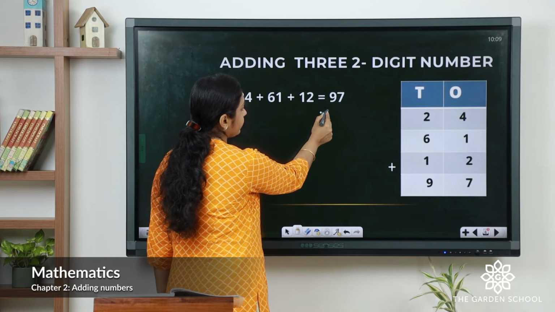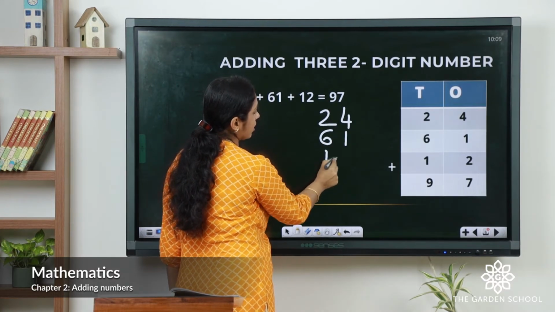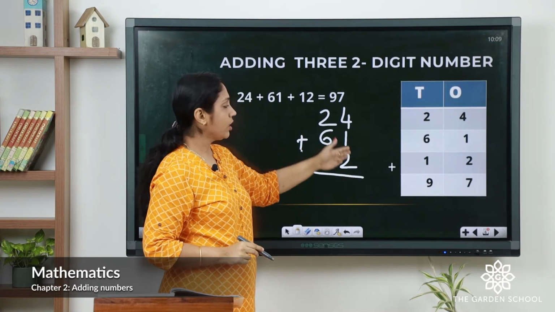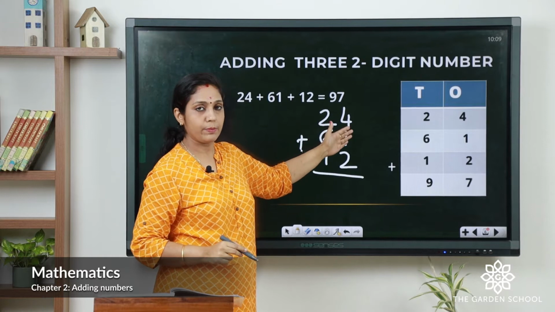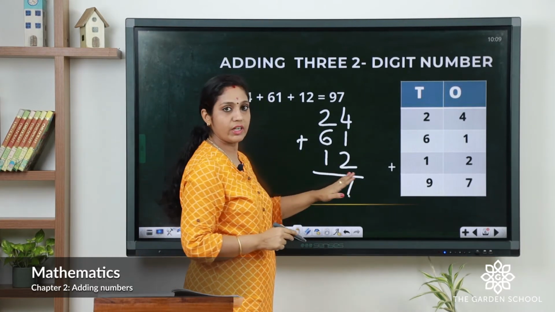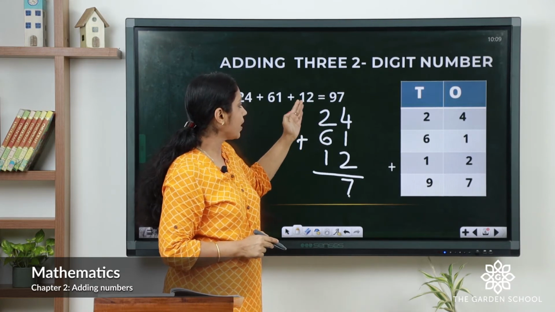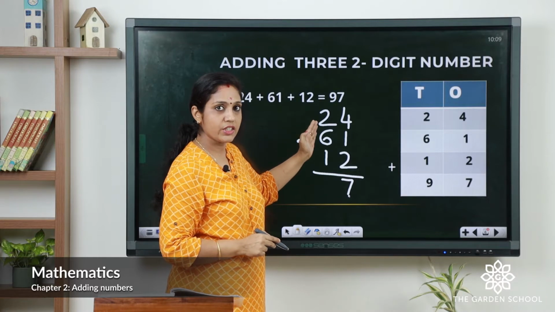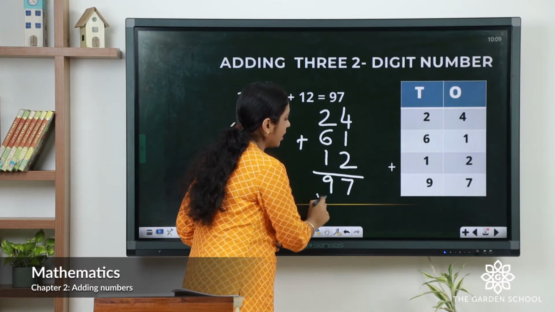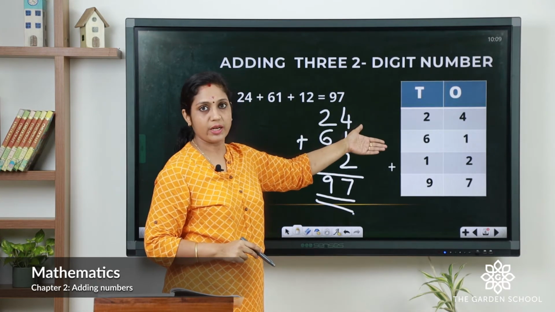So, 24 plus 61 plus 12. First, we have to add the ones position. 4 plus 1, 5. 5 plus 2, 7. So, write it under the ones position and then we will calculate the numbers which are in the tens position. So, it is 2 plus 6 is 8 and 8 plus 1 is 9. So, we get the answer 97. So, this is how we add 3 two-digit numbers.